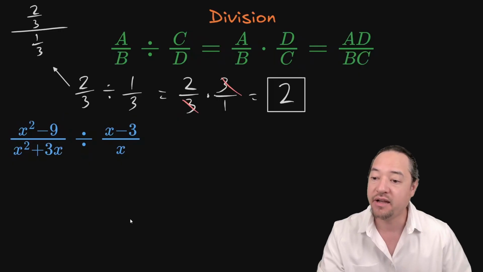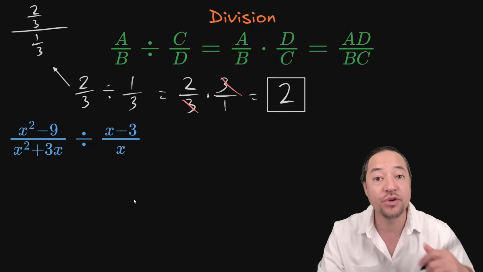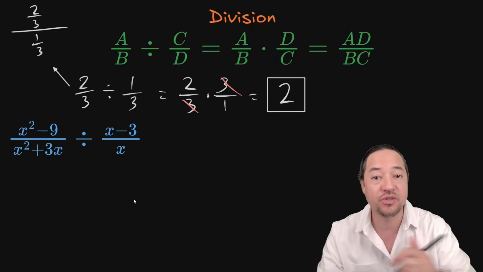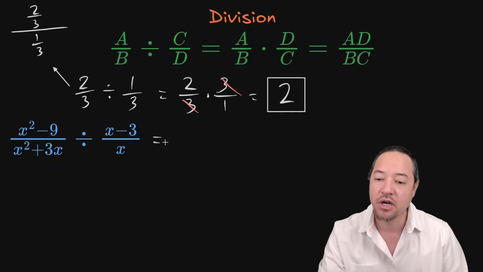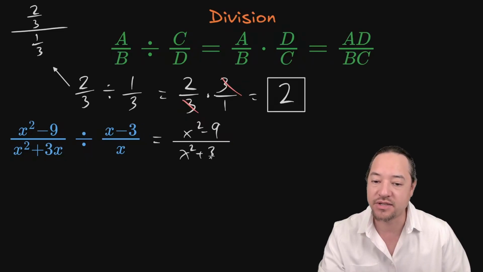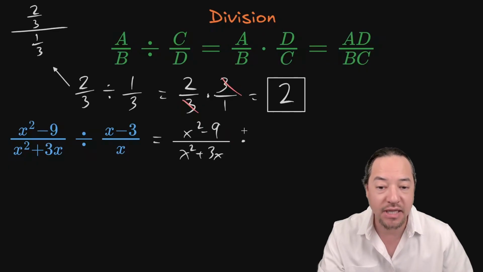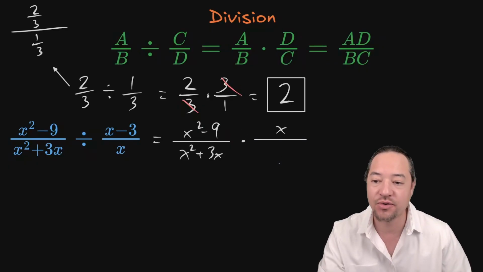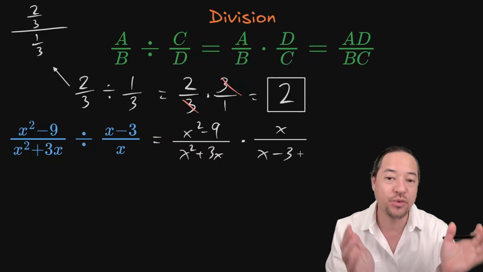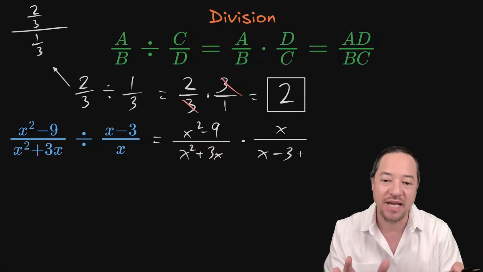Okay, so what do we have? We have x squared minus 9 over x squared plus 3x, divided by x minus 3 over x. I'm going to transform this into multiplication. That's what we want to do here. We want to change this into x squared minus 9 over x squared plus 3x multiplied by x over x minus 3. Now that it's multiplication, we know how to do this, and it's not too bad.